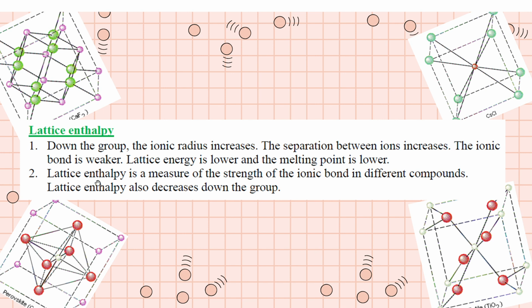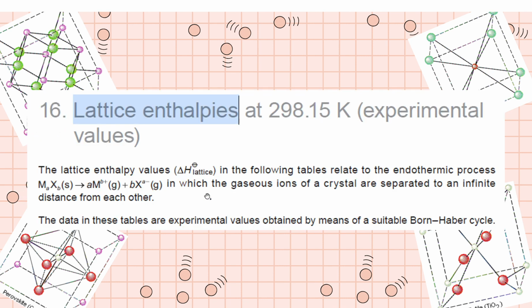Lattice enthalpy is a measure of the strength of the ionic bond in different compounds. The larger the lattice enthalpy, the stronger the bonding. So down the group, the bonding is weaker, so the lattice enthalpy drops. You don't need to remember it much, but you need to interpret the data from the data booklet. For example, look at the data booklet. Section 16 is about lattice enthalpy at 298.15 Kelvin. Remember what that is? This is 25 degrees Celsius.